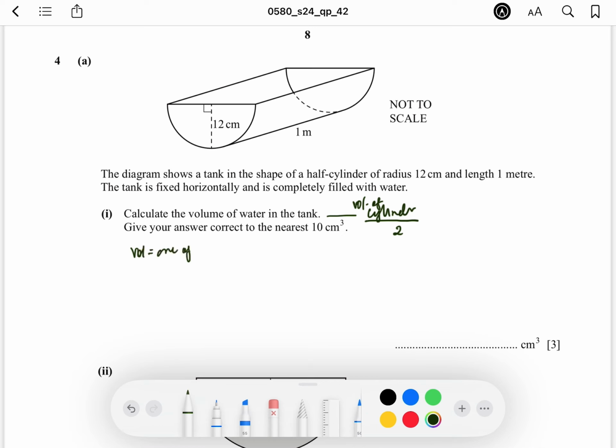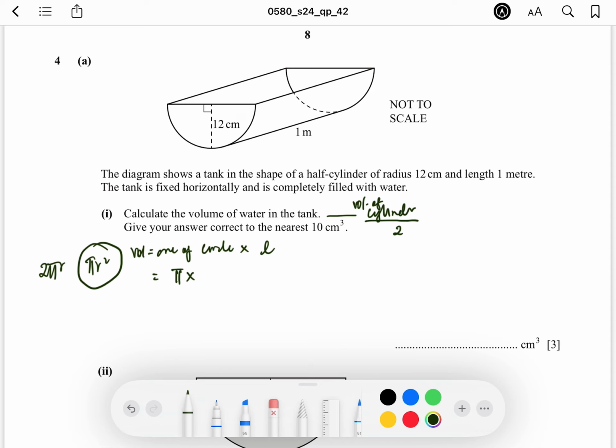Area of cross section. Cross section is what shape? Area of base, what shape? Circle first, not semicircle yet. Okay, earlier: area of circle times the length. So area of circle, formula: 2 pi r or pi r square? Pi r square. So let me write pi r square.